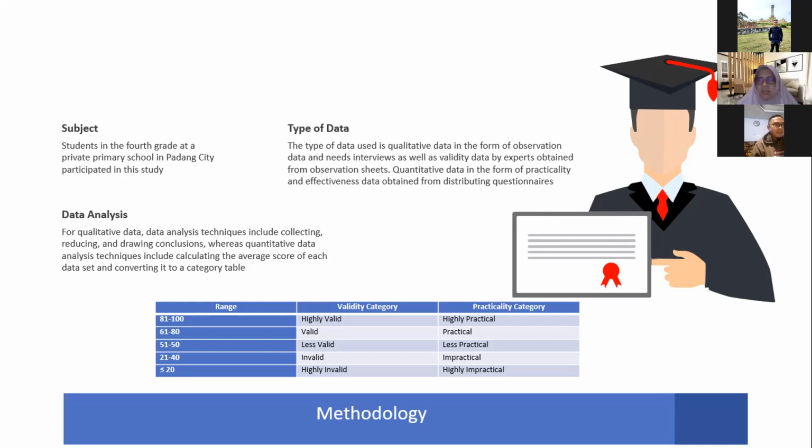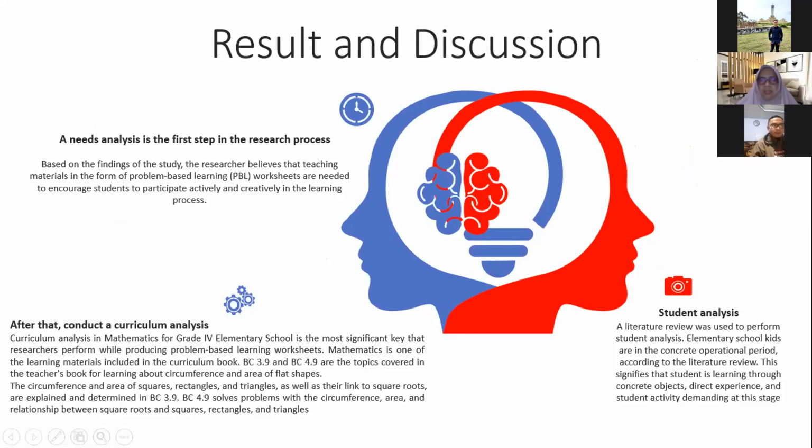The data analysis technique for qualitative data includes collecting, reducing, and drawing conclusions, whereas the quantitative data analysis technique includes collecting the average score of each data set and converting it to a category table. We can see from this table.